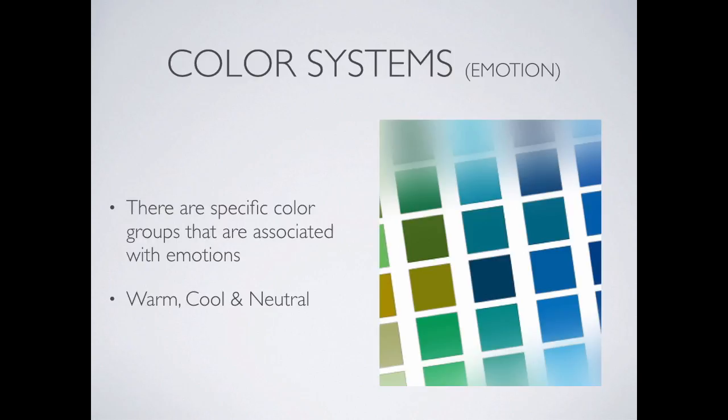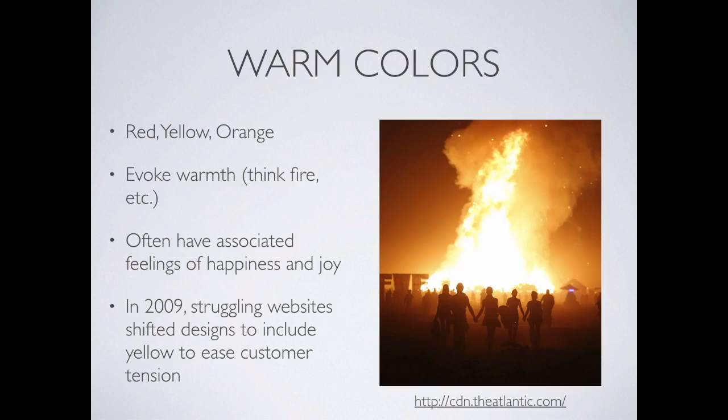There are generally specific color groups that are associated with specific emotions. This is not a big scientific breakthrough, right? You're probably already aware of these sorts of things, but it doesn't hurt to talk about them, okay? We have warm colors, we have cool colors, and we have neutral colors. The warm colors are the reds, the yellows, the oranges, okay? They're generally warm. They evoke fire.